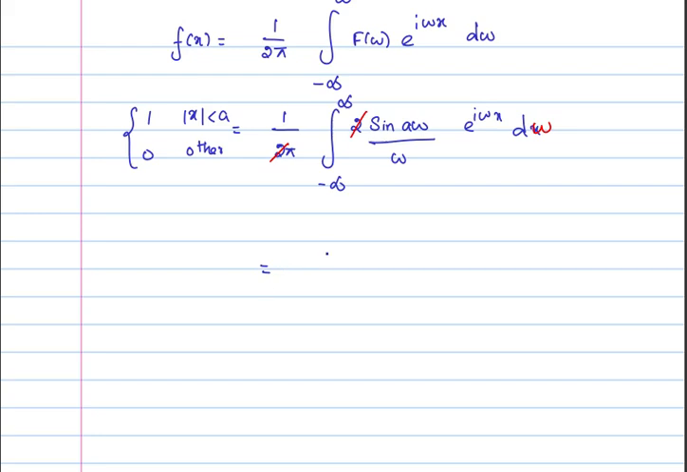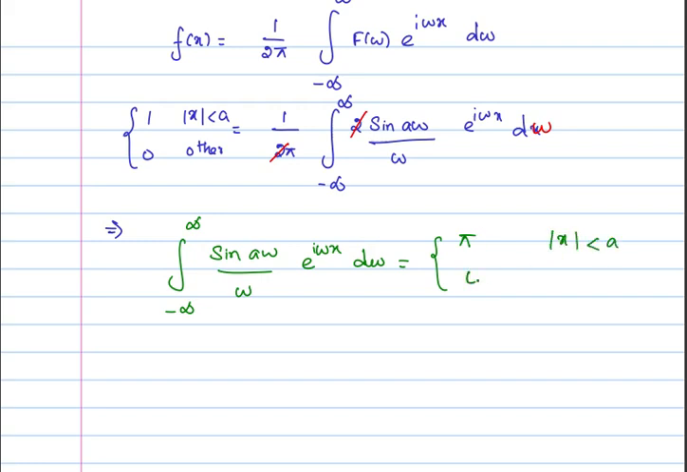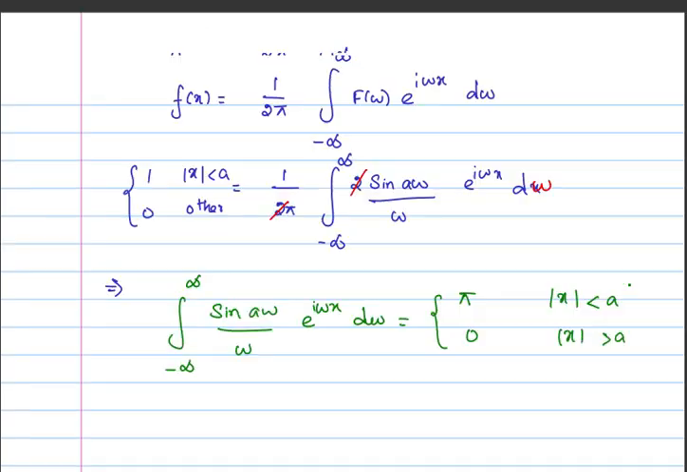Now look, this is the case. So this implies we can directly write the integral from minus infinity to plus infinity of sin a omega divided by omega times exponential of i omega x d omega equals pi whenever mod x is less than a, and 0 whenever x is greater than a.